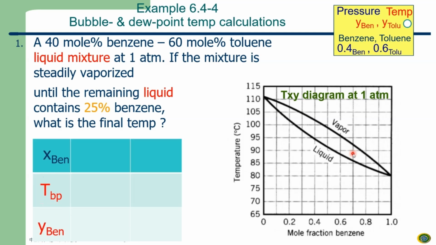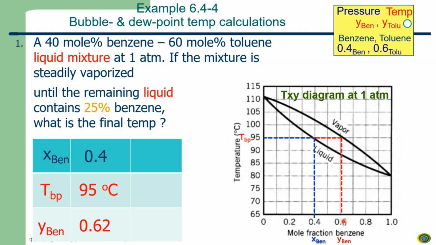So first of all, you have the composition of benzene. Benzene here is 0.4. And then what's the bubble point? You go up here, the bubble point, let's say 95. That's what we know, right? And benzene in the vapor is here. What's the number? 62, for example.